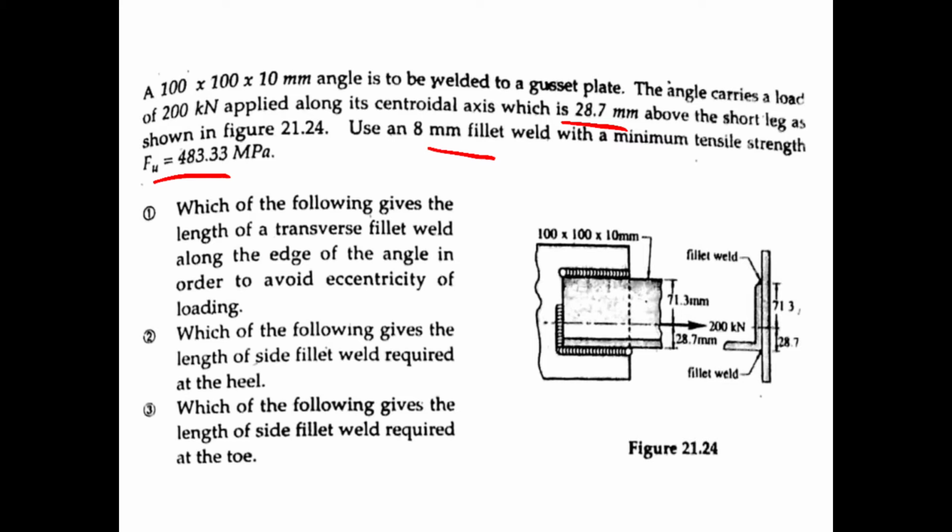So first, which of the following gives the length of the transverse fillet weld along the edge of the angle in order to avoid eccentricity of loading? So next, which of the following gives the length of side fillet weld required at the heel? And lastly, which of the following gives the length of side fillet weld required at the toe?